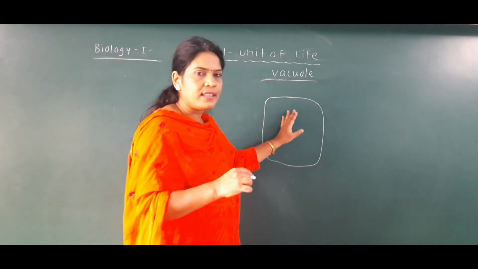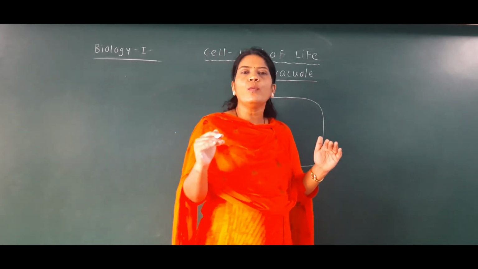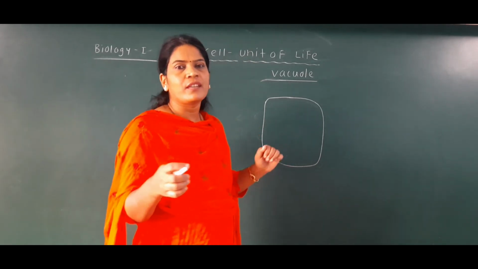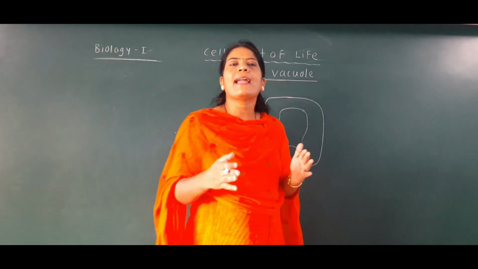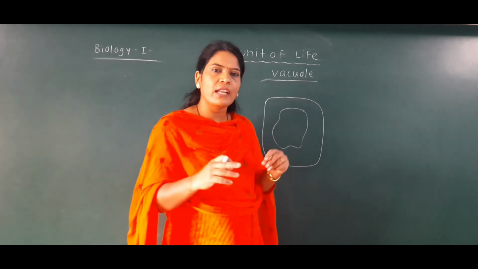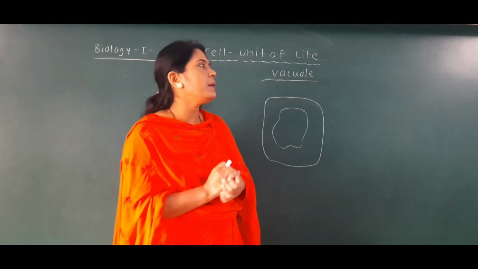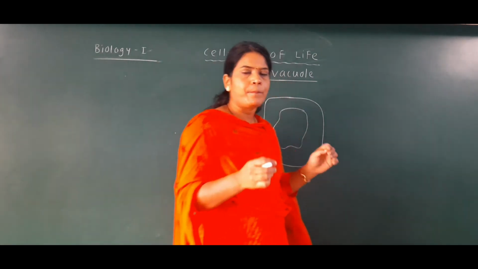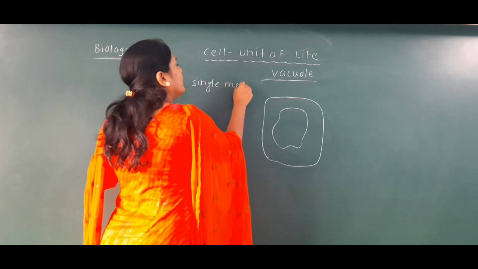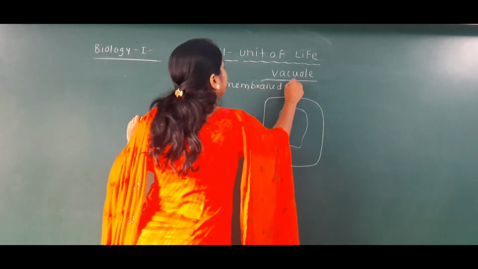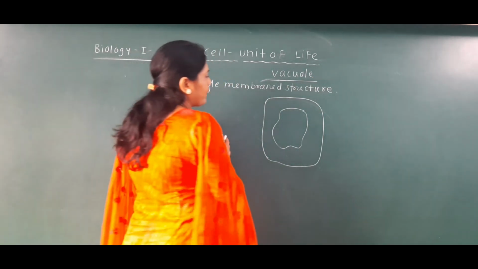But see here, if we consider it is a cell of the plant, then in the plant almost 90% of the volume of the cytoplasm is occupied by this vacuole, and that vacuole is called the central vacuole. So the major part of the plant cell is occupied by a cell organelle, and the name of that cell organelle is the vacuole. Okay, so what is meant by vacuole? Vacuole is a single membrane structure.